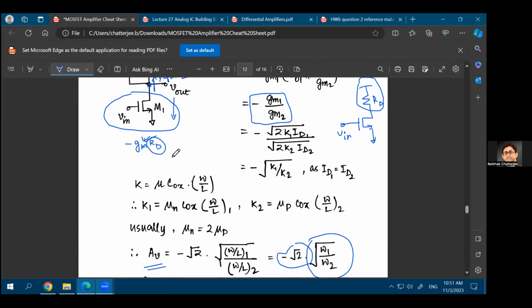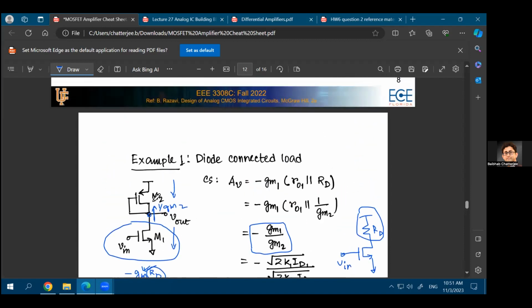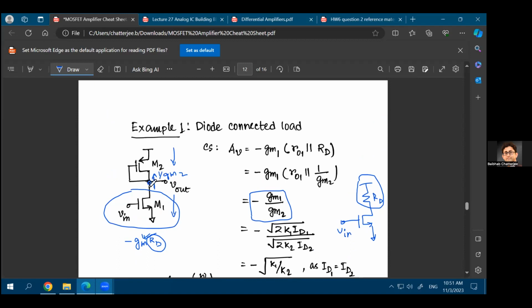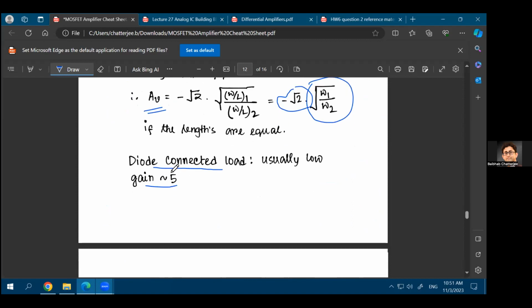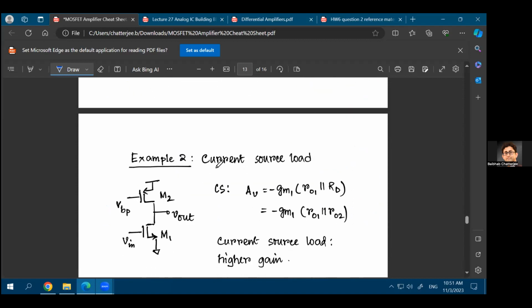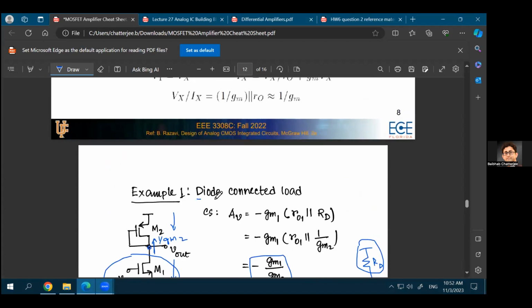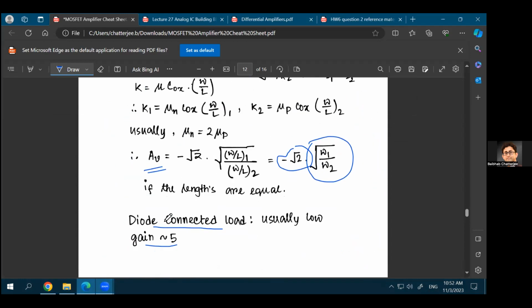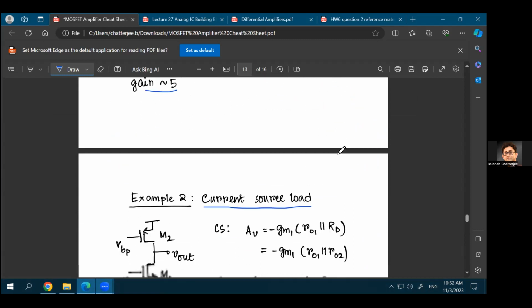Now, what we have seen is that even if you are using this MOSFET as a resistance, you are using it as a replacement with a resistance value of 1 upon GM2, right? Because you are looking at the drain of the diode connected MOSFET. Instead, you can have a structure which is called a current source load. The previous one was called a diode connected load because your load resistance was a diode connected MOSFET. And there we saw that the gain would usually be low, in the range of 5, because this ratio of transistors will not be very large.